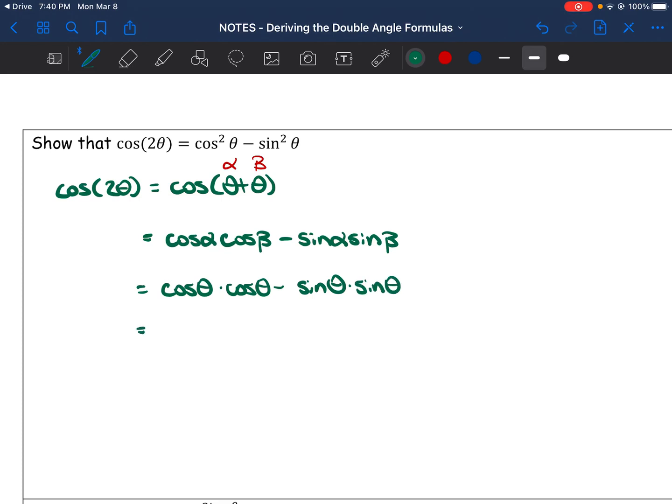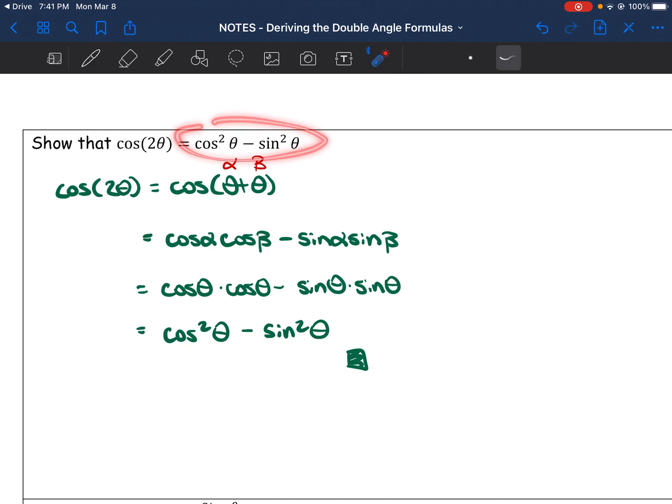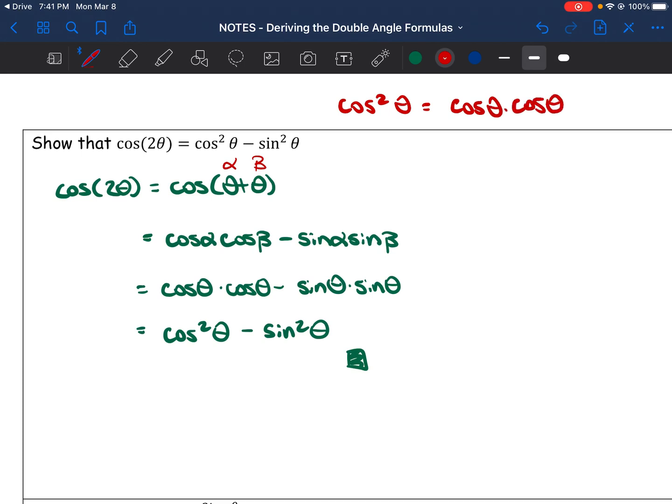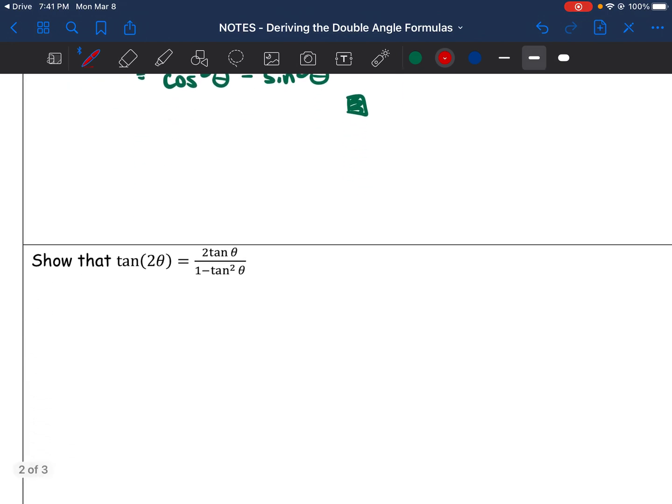Well, cosine theta times cosine theta, that's cosine squared of theta. And sine theta times sine theta is sine squared of theta, which is exactly what we wanted to prove. The cosine of 2 theta equals cosine squared theta minus sine squared theta. And just a little note on notation, just to make sure everyone's aware of this. When we say cosine squared of theta, or sine squared of theta, or tangent squared of theta, or whatever, that really just means cosine of theta times cosine of theta. Okay? All right, now let's do tangent.